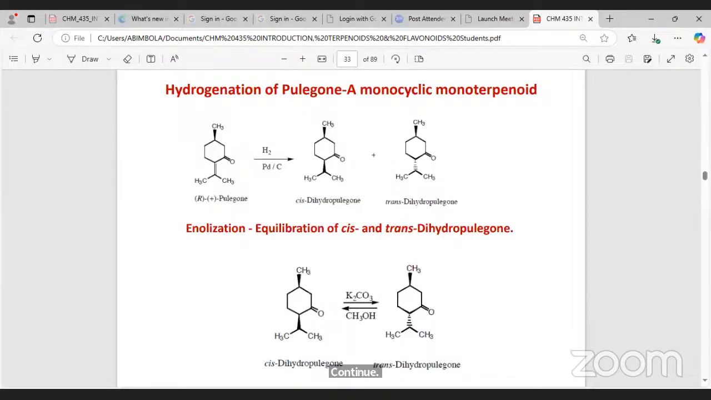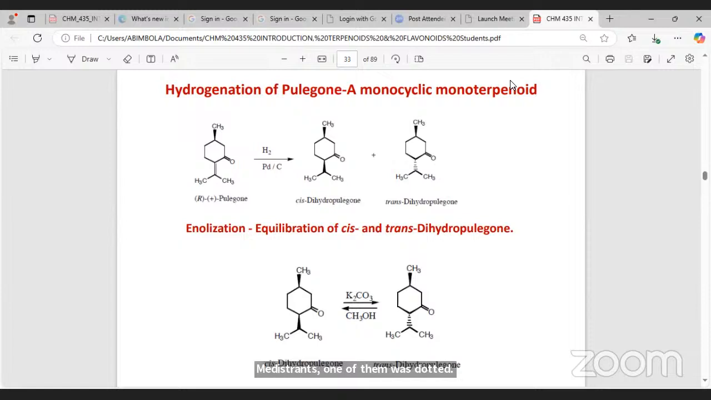Okay. Now, in this slide, we are talking about enolization equilibration of cis and trans dihydropulegone. Now, if you look at this compound, what we are talking about is that from this pulegone, I can have cis or trans. Remember the cis and trans, you can see what happened to cis and trans. What's different between them? The difference between them is that in the cis everything is bold, but in the trans, one of them is dotted.